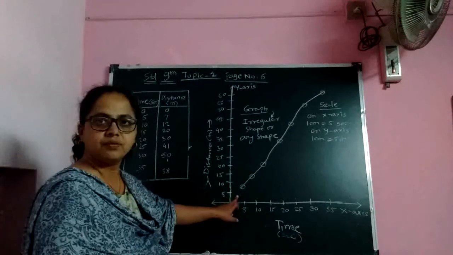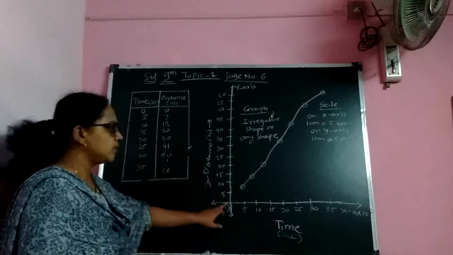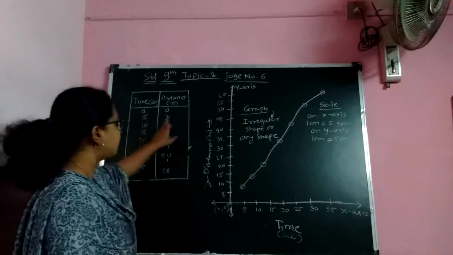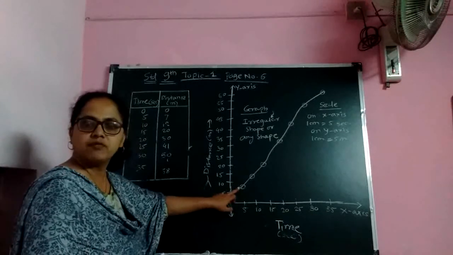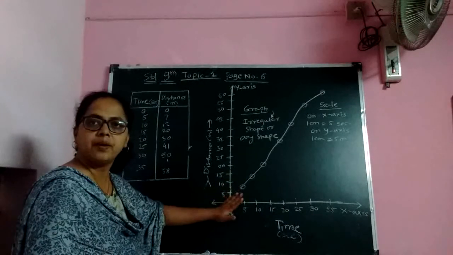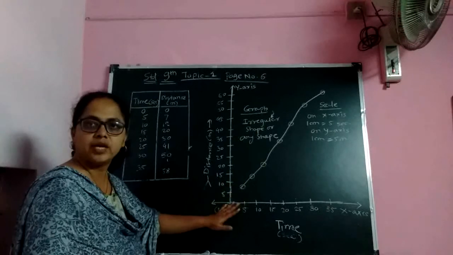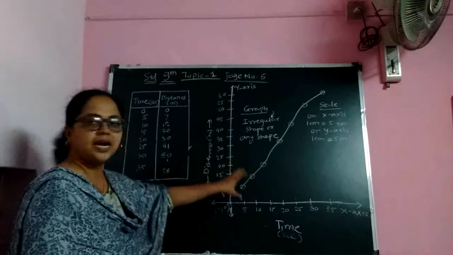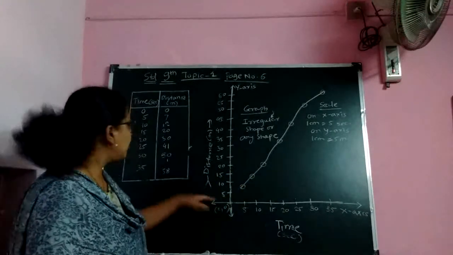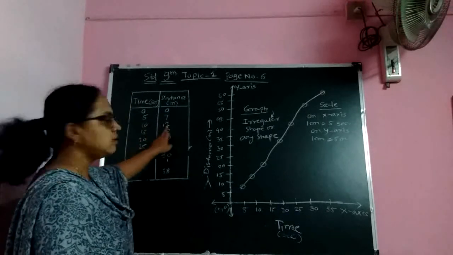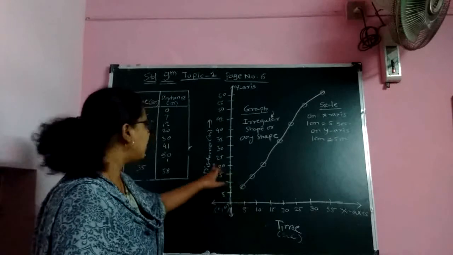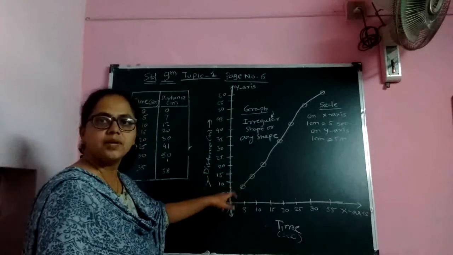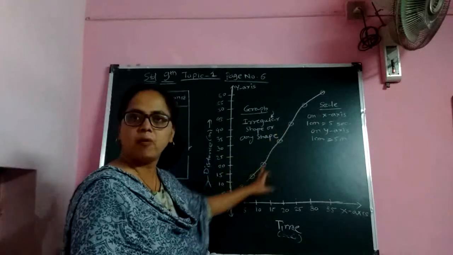If you draw the graph, take 0, 0 as the first point, and the second point 5, 7. This is 5, you can count here 7. If you draw this graph on graph paper, then it will be more accurate. I have drawn it randomly on this blackboard. Then take the third point, 10, 12. Take 10 on the x-axis and 12 on the y-axis, and simply draw the graph, join the points.